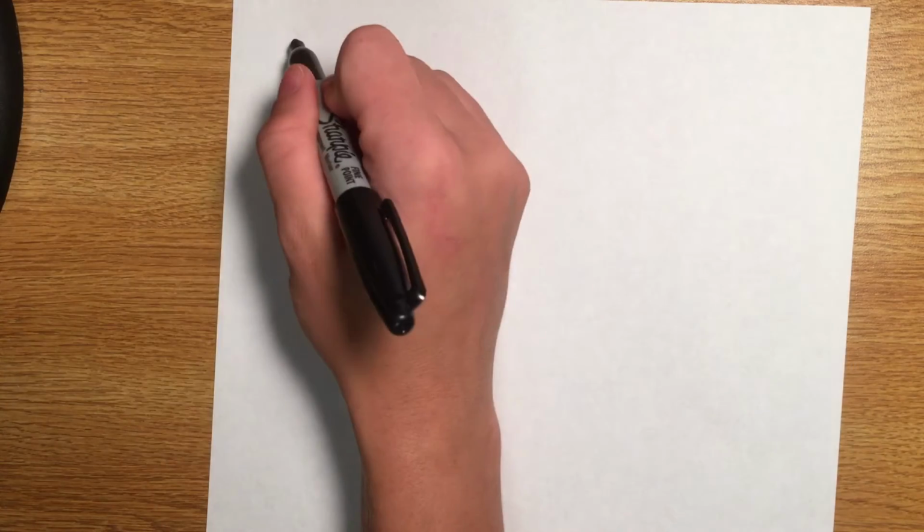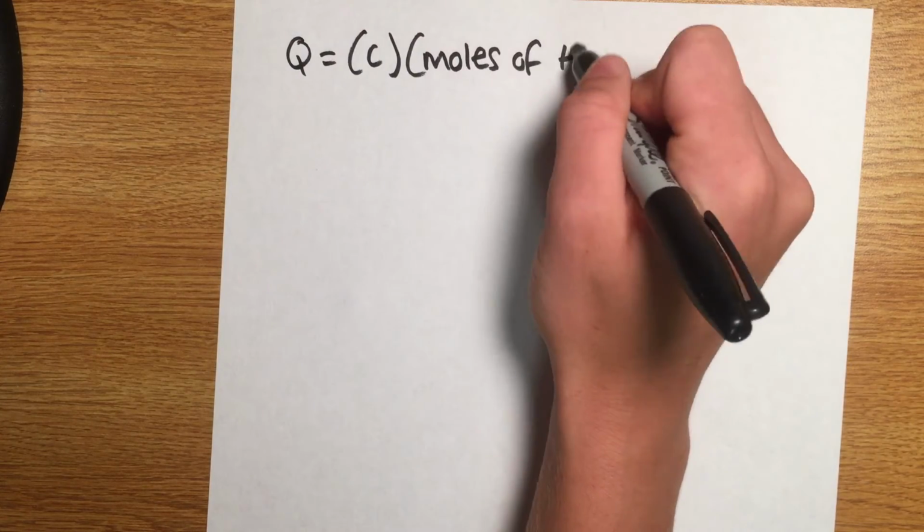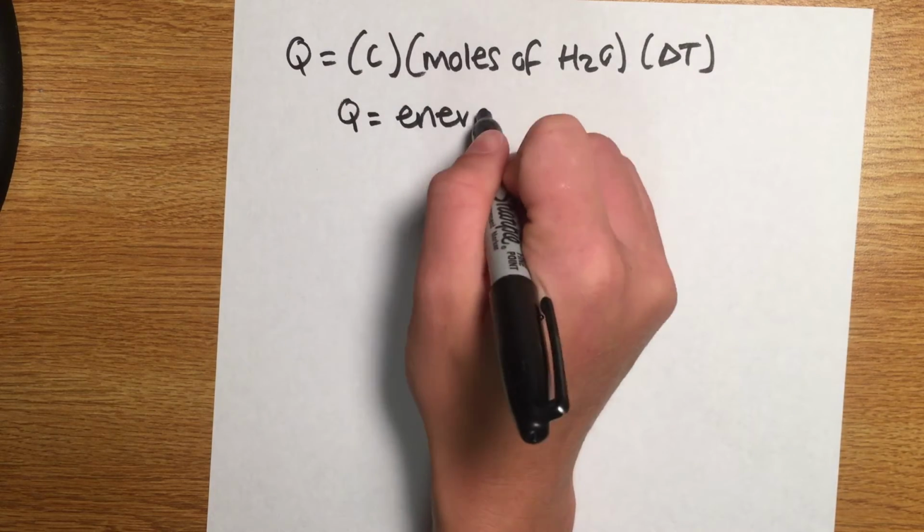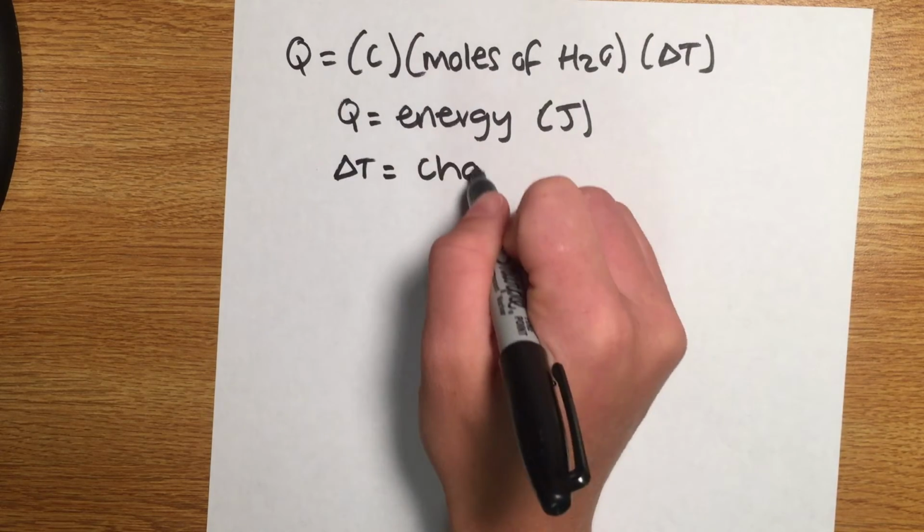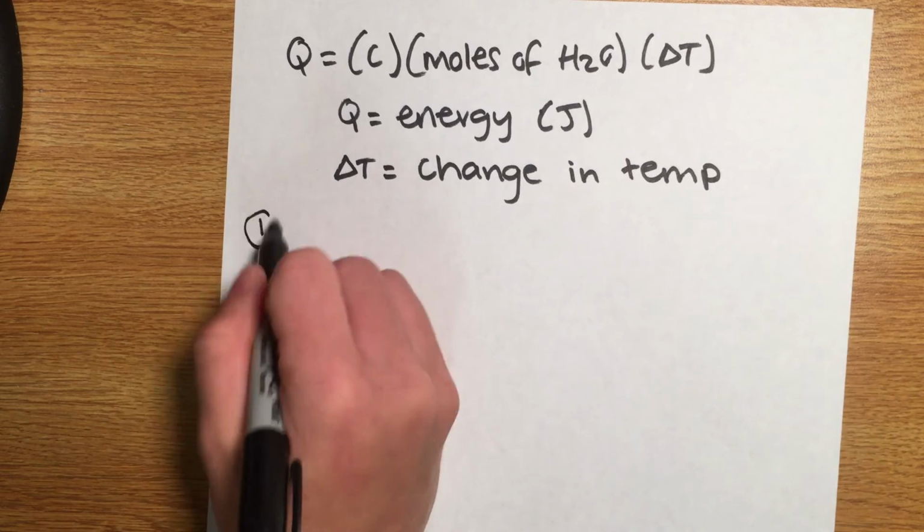The equation to determine the amount of joules needed to raise the temperature of water is Q equals molar heat capacity times moles times delta T, where Q is the energy required and delta T is the change in temperature.